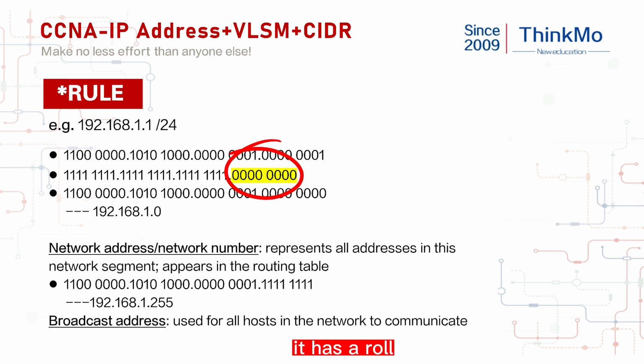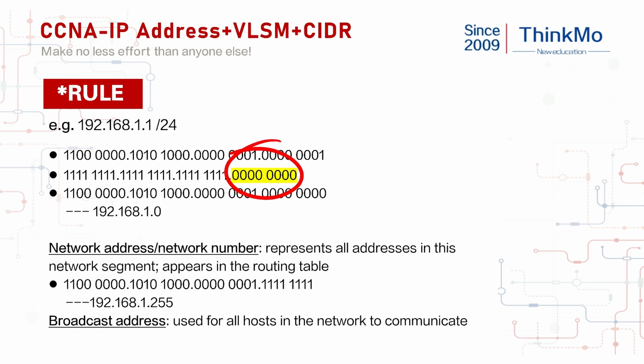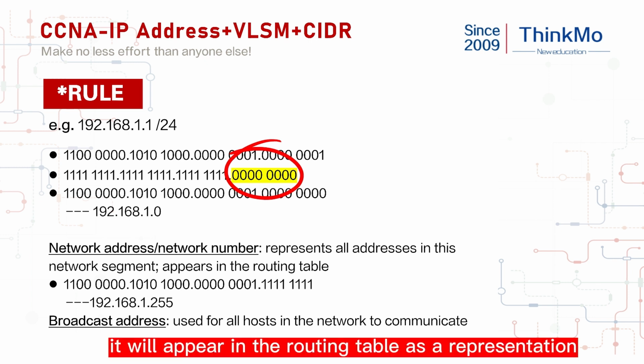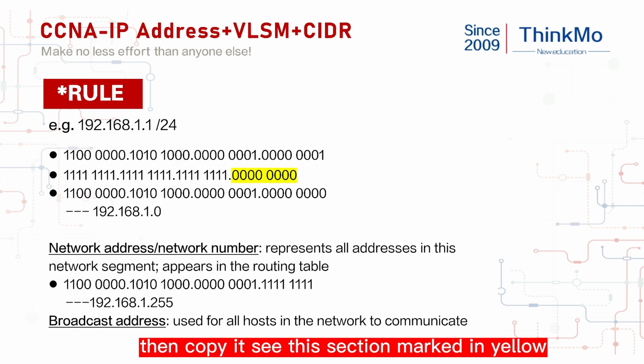It has a role. It can represent all addresses in this network segment. You will see this address format in the routing table. That is to say, it will appear in the routing table as a representation. There is no way to configure it. For example, this is a network address: 192.168.1.0.